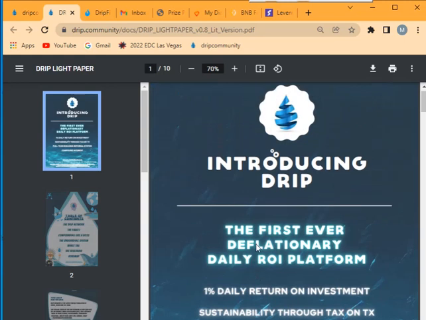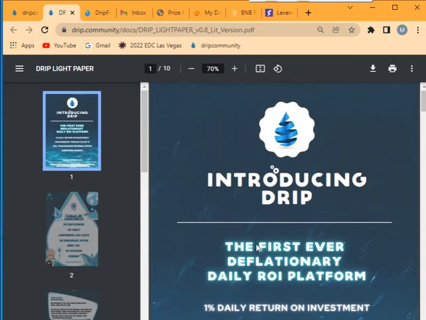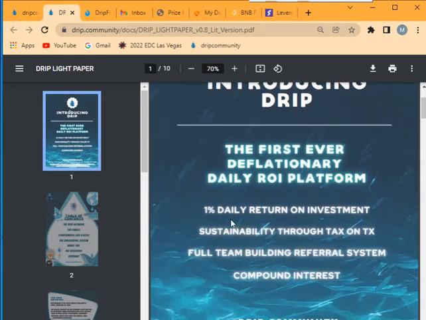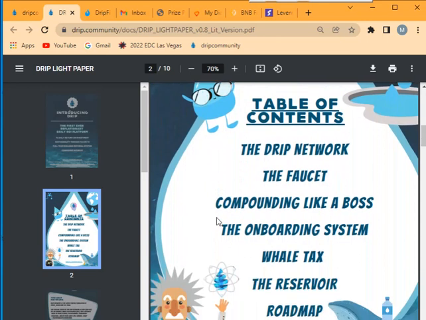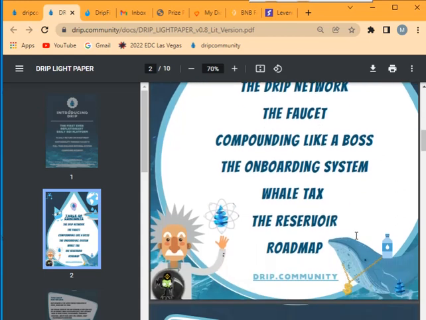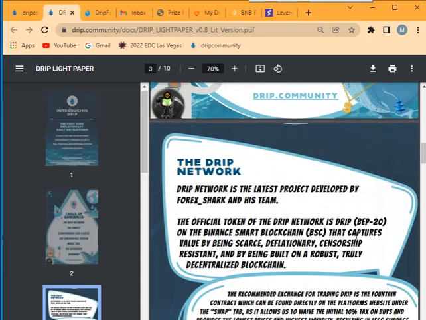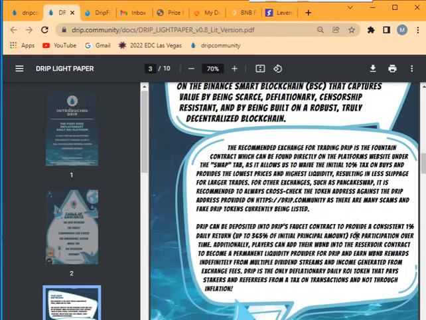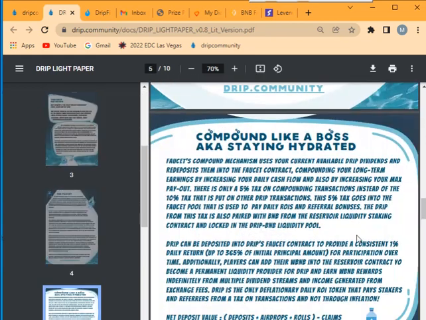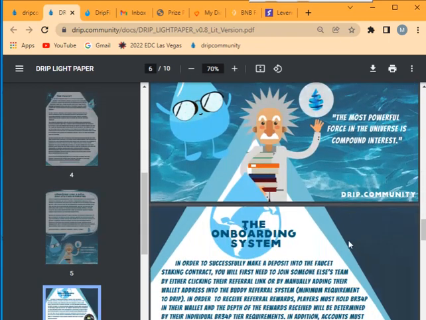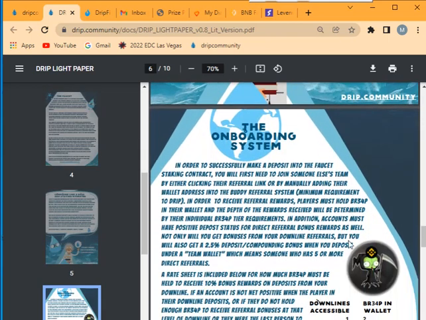All right, so this is the white paper. It goes in, it introduces you, it tells you all the things that we've already told you here. 1% daily return on your investment. The table of contents tells you about the drip network, the faucet, the reservoir, compounding like a boss, the onboarding system. Just go through and read all of this. It is helpful information. I believe it'll also go down in here and tell you about becoming a referral system, yeah, the onboarding system.